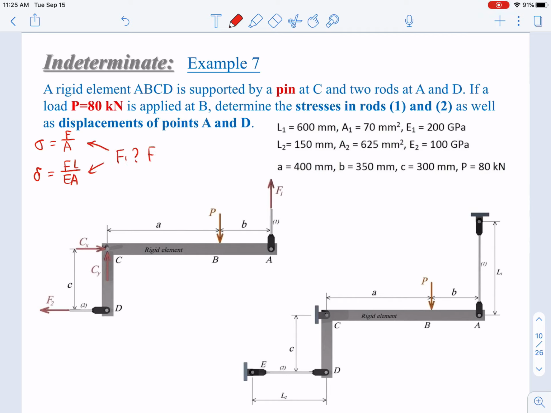We just need to find out F1 and F2. How to find F1, F2, internal forces? For sure, you need free body diagrams. Do we have enough equilibrium equations to solve F1, F2? If yes, it will be simple enough. If no, we need a compatibility equation to solve this indeterminate problem.